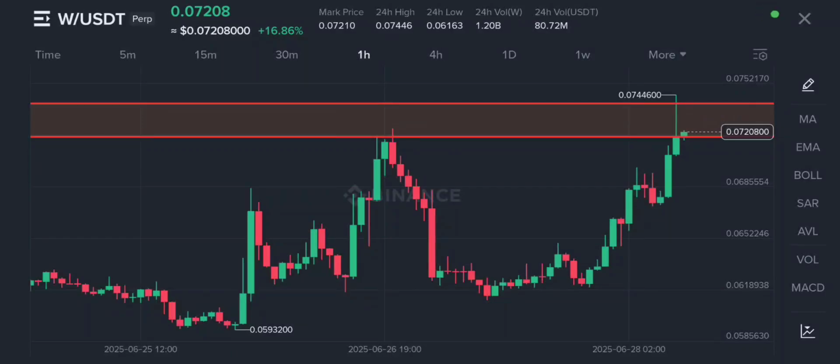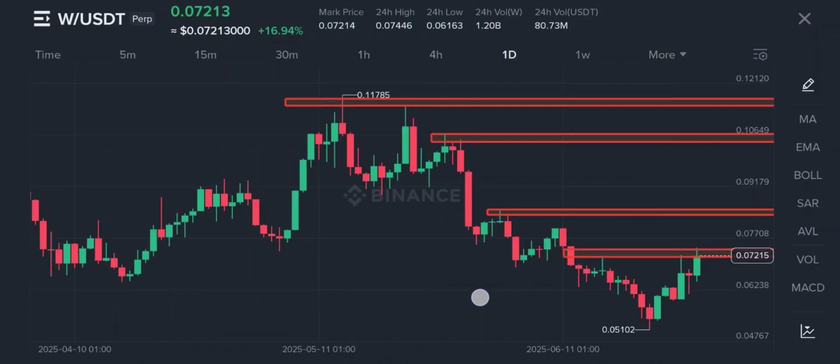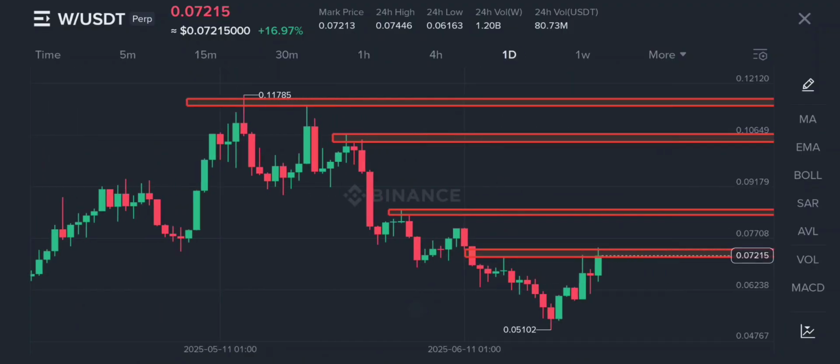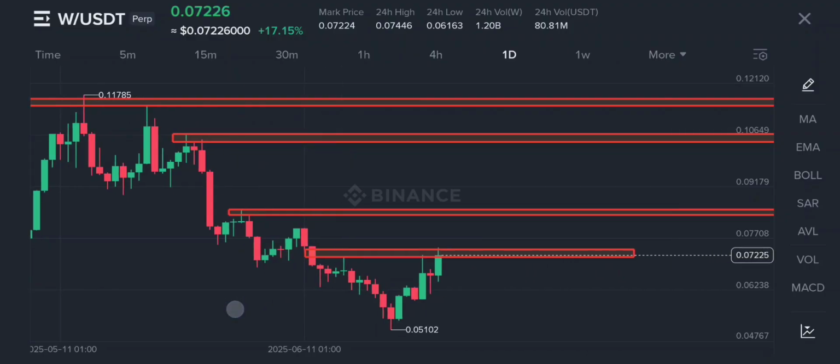Guys, let's take a quick look at this chart. This is WUSDT. So if we go to our daily time frame, we see that our point of interest has already been marked out. And let's take a quick look at the 1 hour time frame. And if you see here, the price has played into our point of interest here.